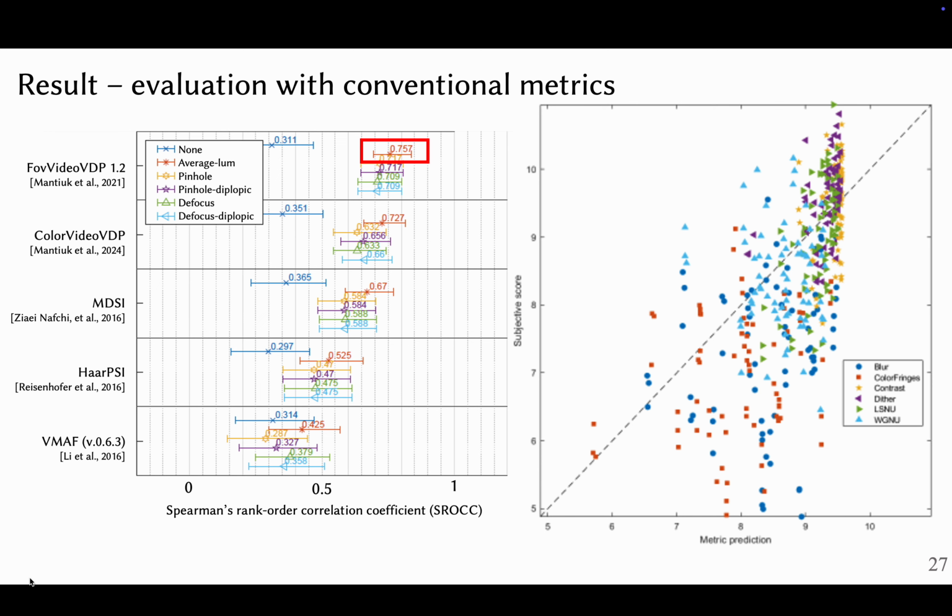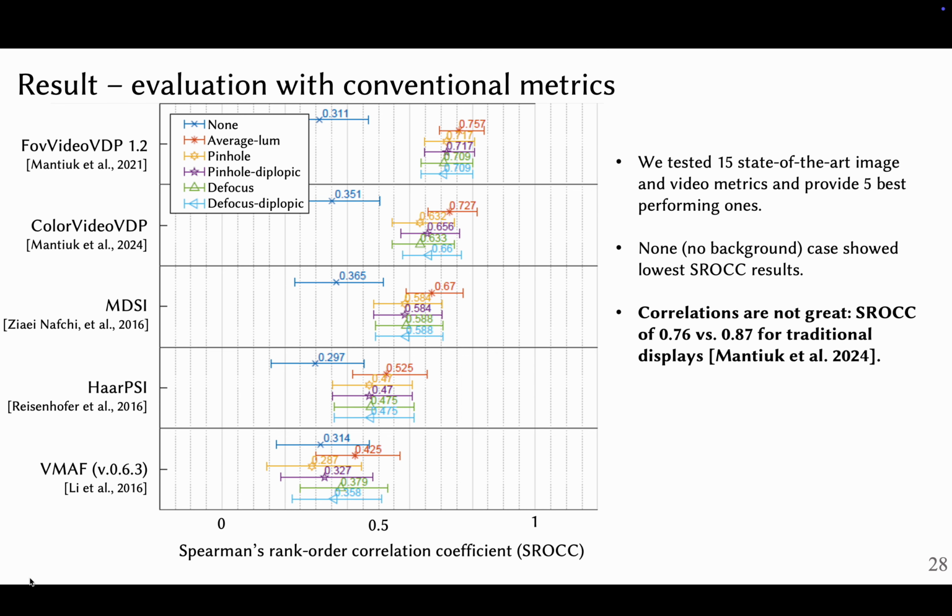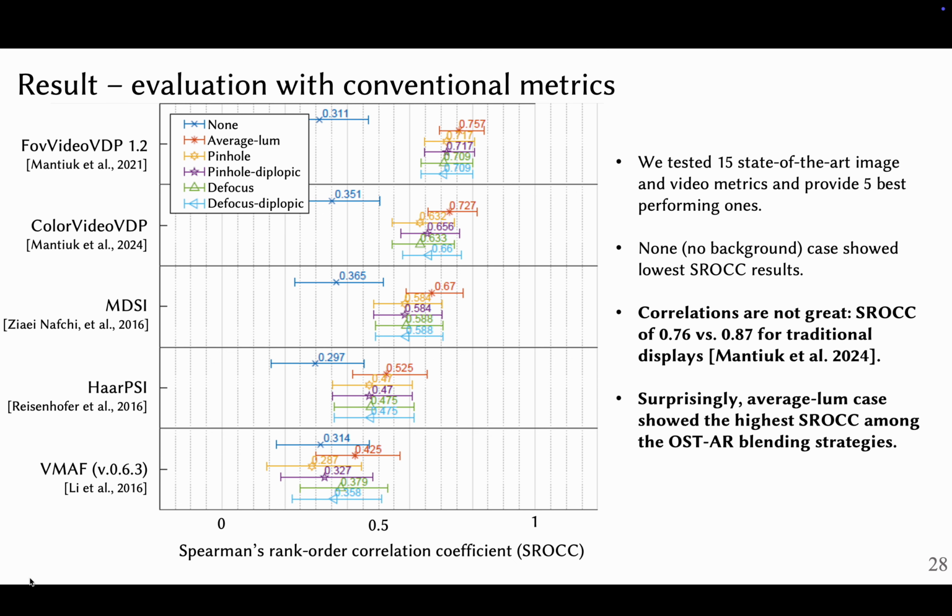However, if you use the best performing correlation, which surprisingly is the average luminance model, it does improve the results somewhat, although clearly there's still improvements to be made. So, to conclude the result evaluation here, the correlations aren't great. The Spearman correlation that we get is 0.76 in the best case compared to the traditional version of the dataset where we got 0.87. So the drop in quality for these metrics is significant. And surprisingly, the average luminance case showed the highest correlation among all the blending strategies, even though it is one of the simplest ones.